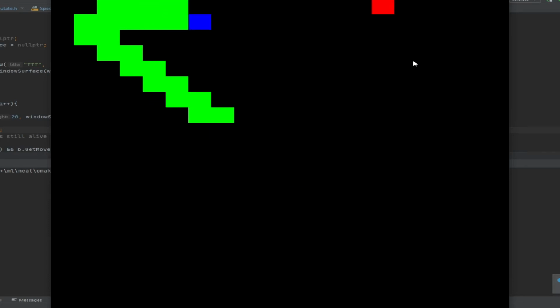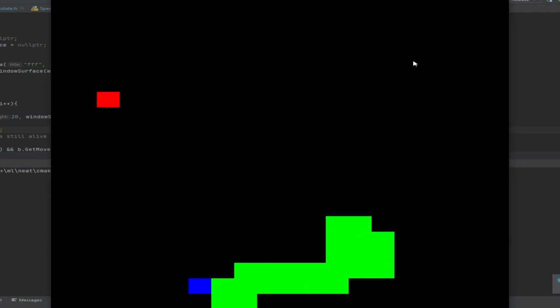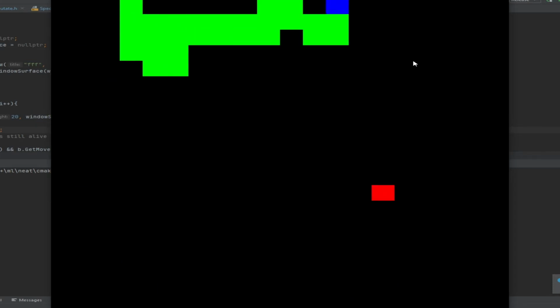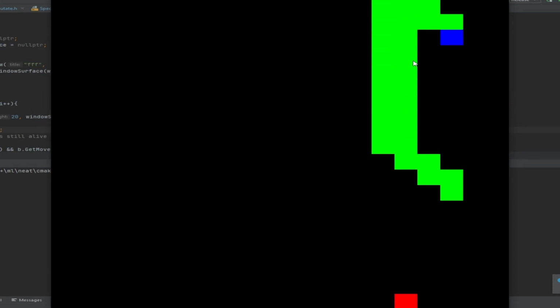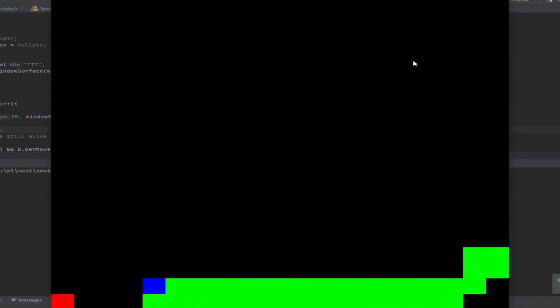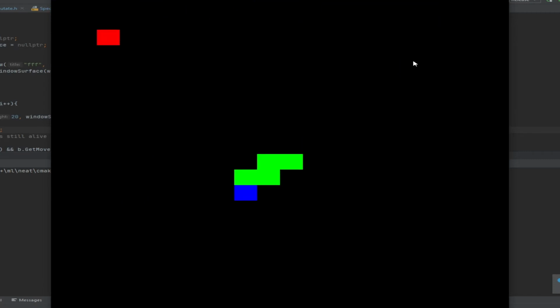So as you can see, this does pretty well. The four inputs that it takes: it looks to the left, forward, and to the right of it, and it finds the distance between itself and the closest obstacle. And then of course the output would be which direction it should go: left, up, or right.